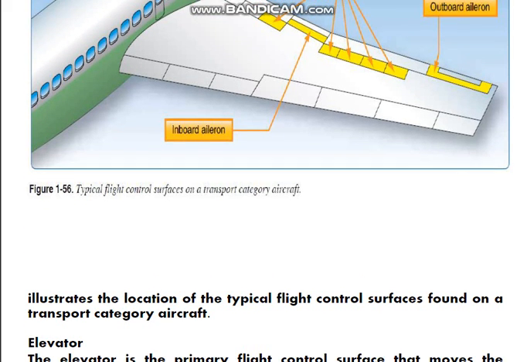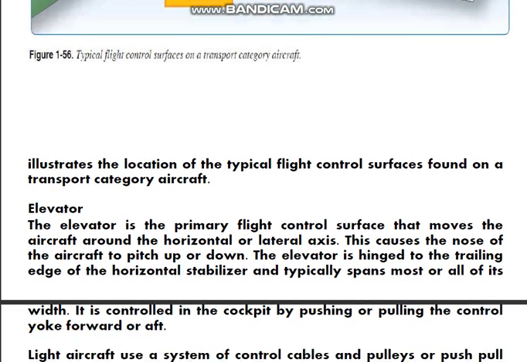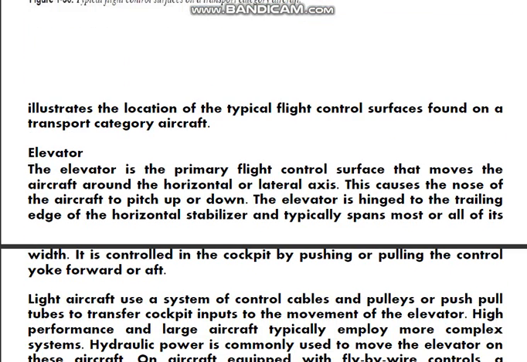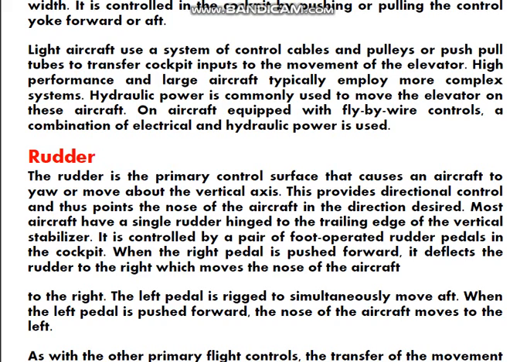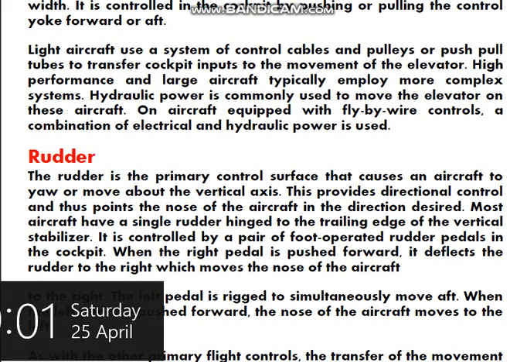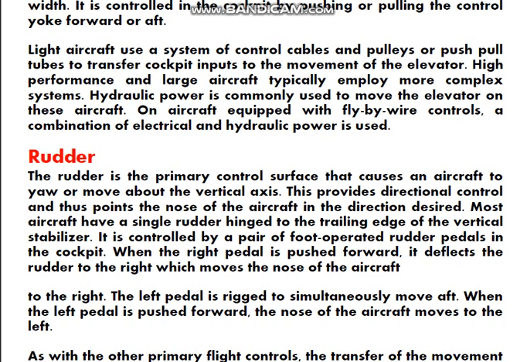Elevator. The elevator is the primary flight control surface that moves the aircraft around the horizontal or lateral axis. This causes the nose of the aircraft to pitch up or down. The elevator is hinged to the trailing edge of the horizontal stabilizer and typically spans most or all of its width. It is controlled in the cockpit by pushing or pulling the control yoke forward or aft.